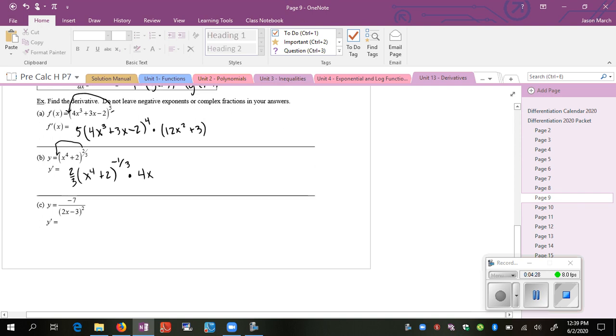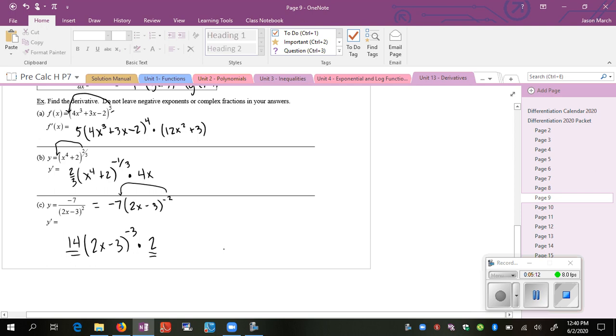Okay, so example C. You could apply the quotient rule here, or you could recognize that this is really the same as -7 times parentheses 2x minus 3 to the -2. So it's a lot easier than doing the quotient. If I swing the exponent in front, -7 times -2 is 14. 2x minus 3, so the stuff stays preserved. Now to the -3 because I decreased the exponent by 1. And then I multiply by the derivative of what's on the inside of the parentheses here, which is 2. And so I could multiply the 14 and the 2 together as a final answer.